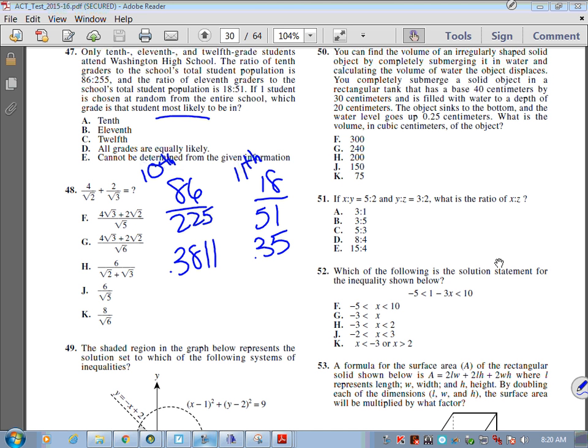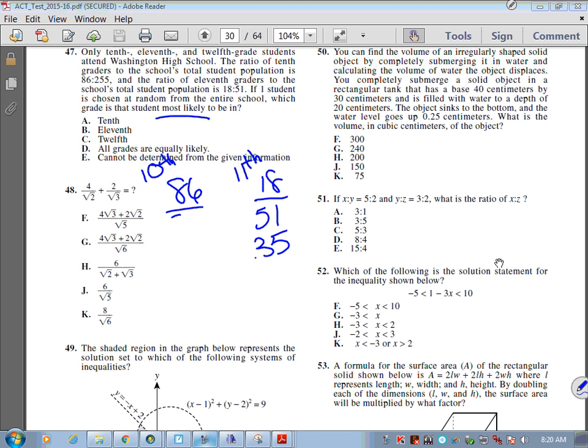Wait. What did I do? Did I miss that? If the ratio of 10th graders to the school's total population is... I thought that the 10th graders was like 0.34. Maybe I did get that wrong. Let me look it up again. 86 divided by 225 is 0.38. It says 86 to 255. Oh, 255. That's probably where. 86 divided by 255. Yeah, 0.33.